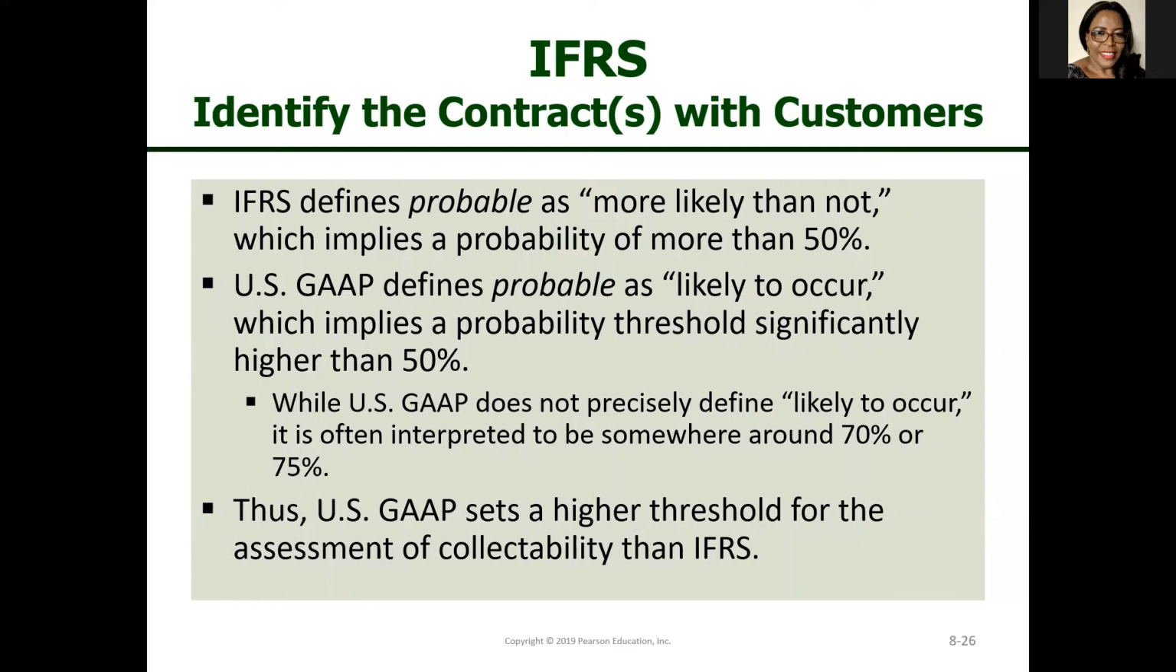Under US GAAP, a probability of 55% does not meet the likely to occur threshold. Therefore, the collectability criterion will be met under IFRS, but not US GAAP. The difference is because FASB and IASB decided to set the threshold at a level consistent with their previous revenue recognition standards and based on the interpretation of probable under each set of standards.